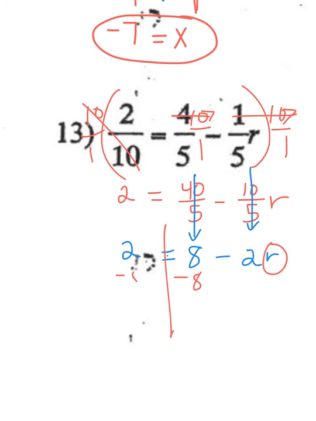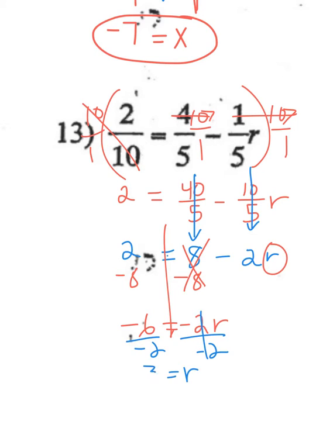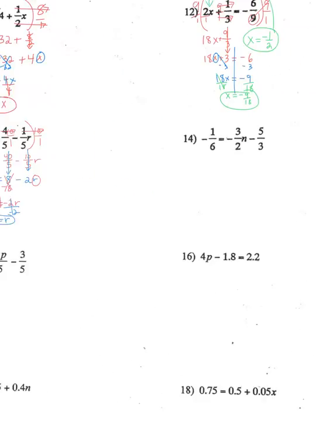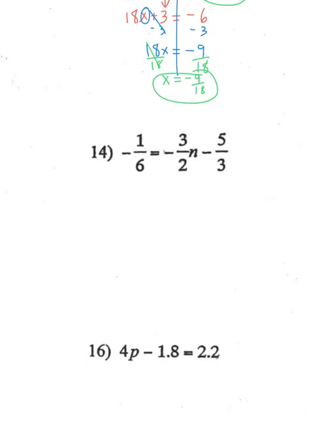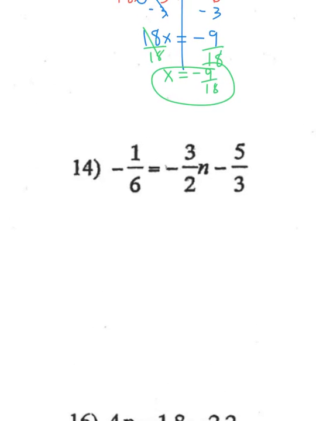And there we go. And now there's my equal sign, there's my r. Subtract 8, subtract 8. That goes away. Negative 2r equals negative 6. Divide by negative 2, divide by negative 2. r equals 3. Okay. And that's the whole point with these problems right here, is we're trying to get rid of these fractions. She's just trying to show you how to do that.